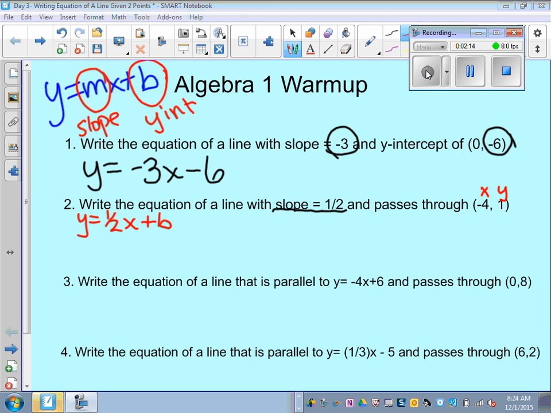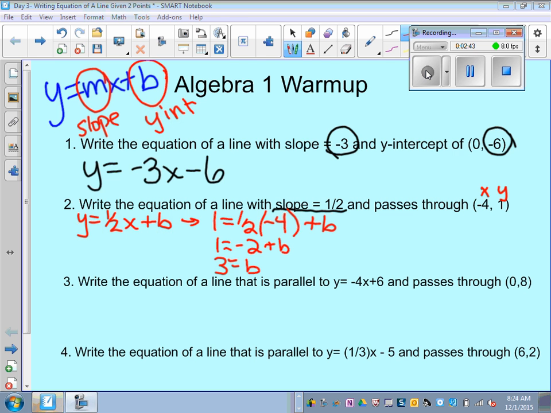So what am I going to do at that point? Yeah, just put those values in. Y is 1. So I put in 1 for y. X is -4, so I put in -4 for x, plus b. Then I solve for b. 1/2 times -4 is -2. So I get b is 3. I add 2 to both sides.